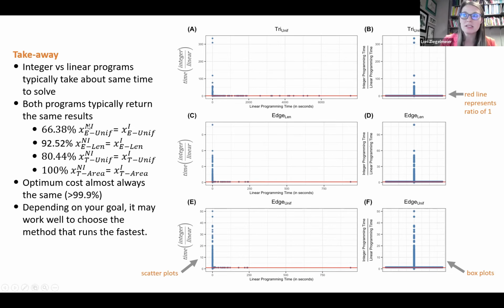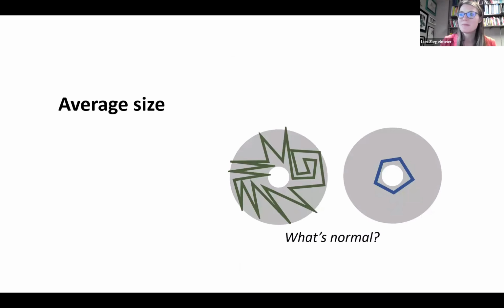So if we think of the solutions to all of these, they are similar a lot of the time. And the cost, the output of the objective function, is essentially the same. So you can use the non-integer program to speed up computations.